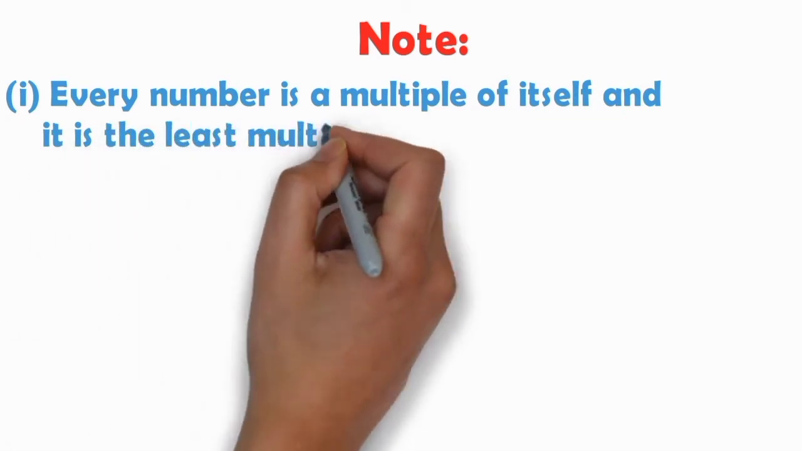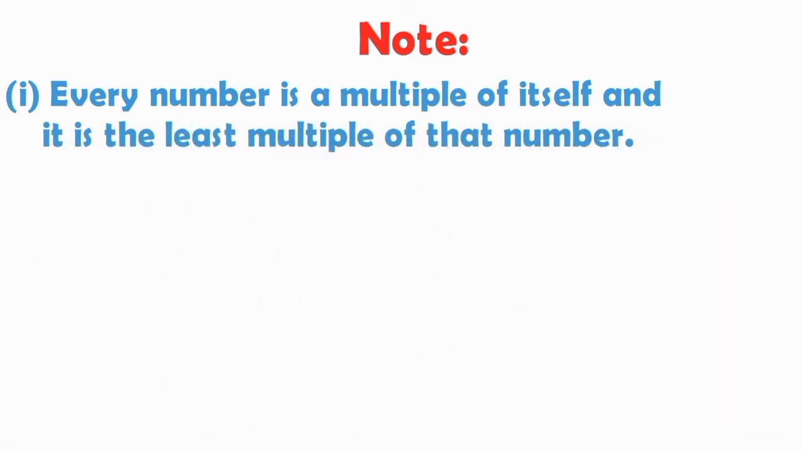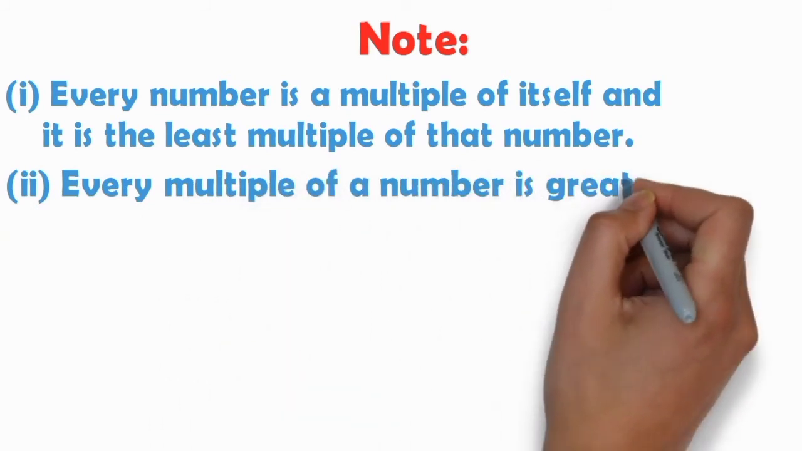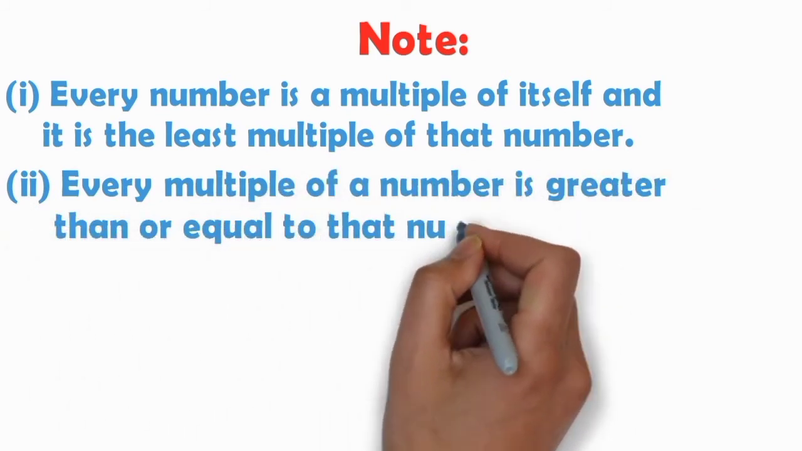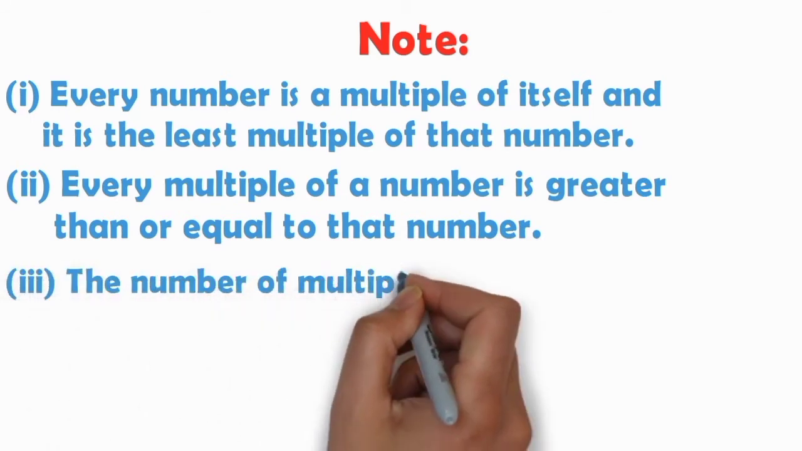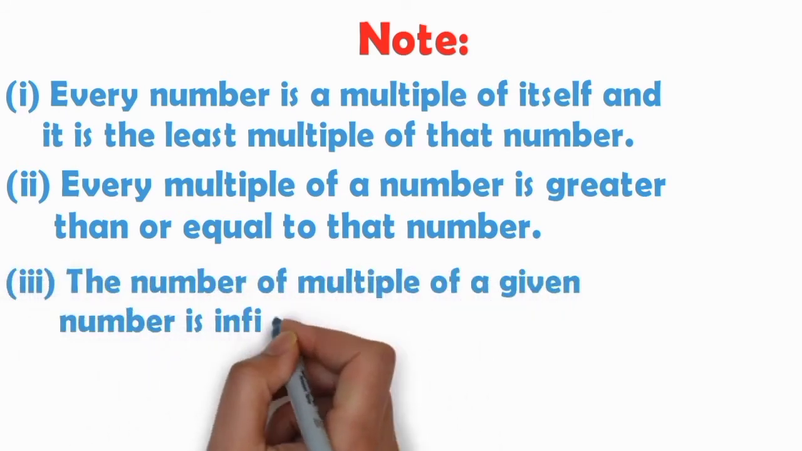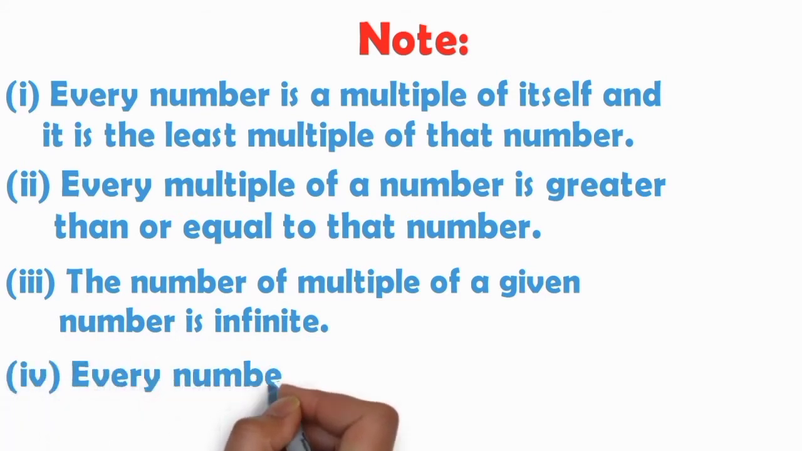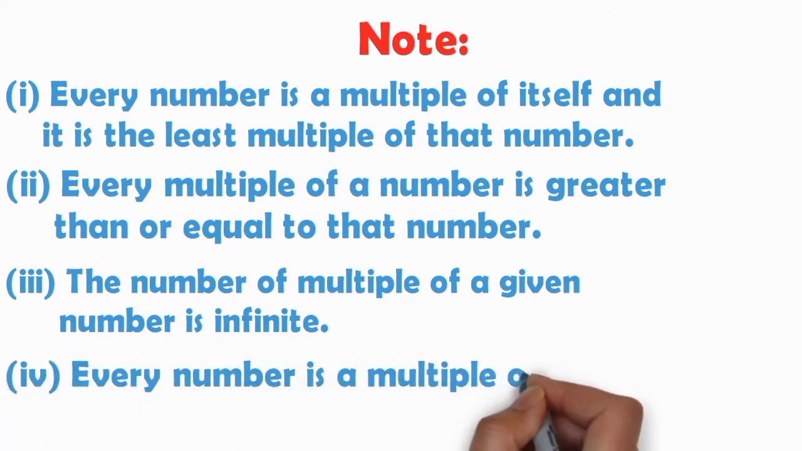In the note point we can see every number is a multiple of itself and it is the least multiple of that number. Every multiple of a number is greater than or equal to that number. The number of multiples of a given number is infinite. Every number is a multiple of 1.